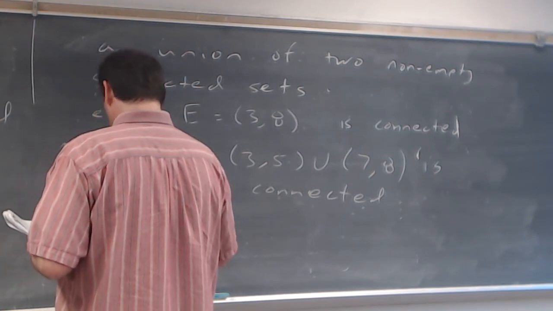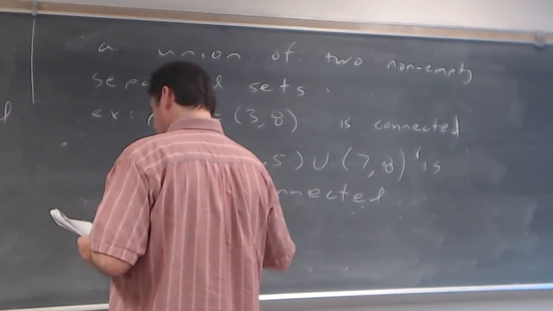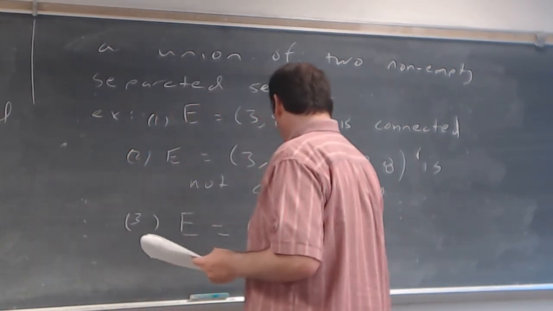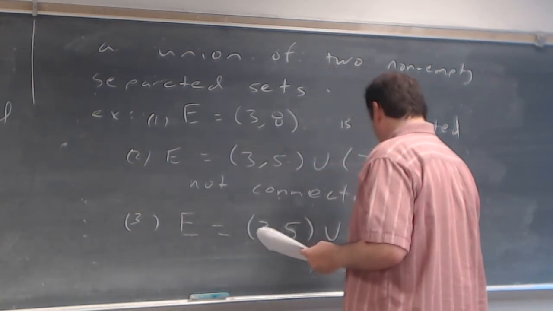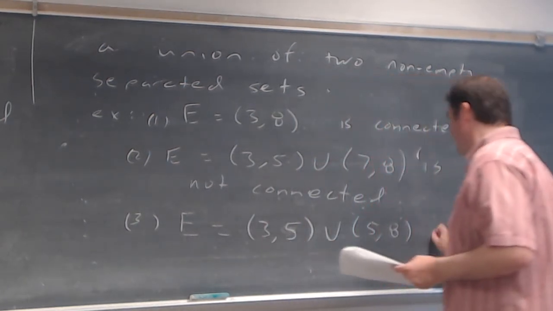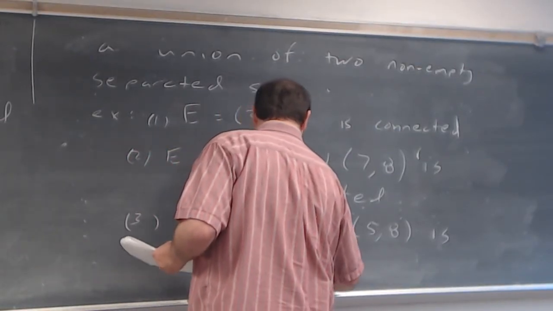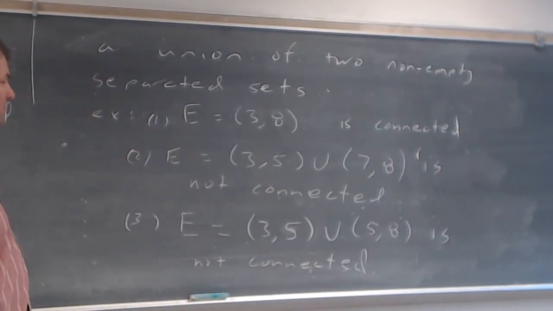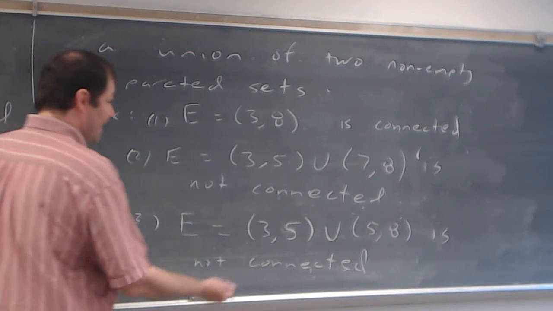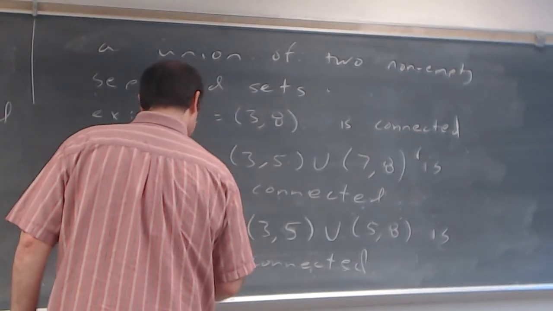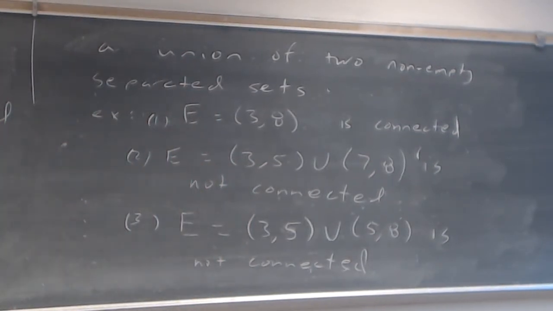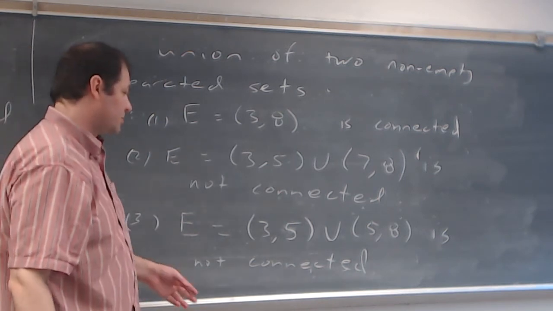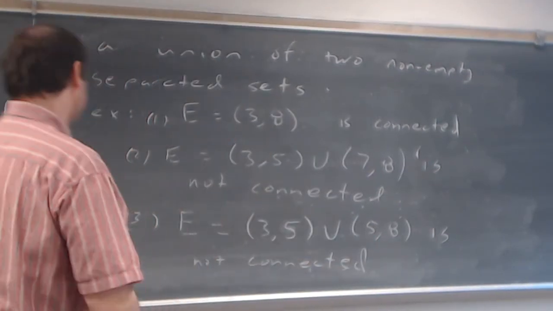And another maybe clear example is if you have E equal to [3, 5) union (5, 8]. That is not connected. You know, it's missing 5. That's why it's not connected. But it doesn't fit the definition, okay? E can be written down as the union of two separated sets. Namely, these two sets are separated.